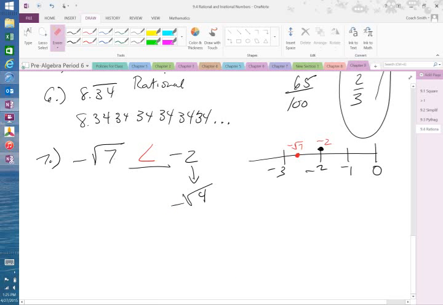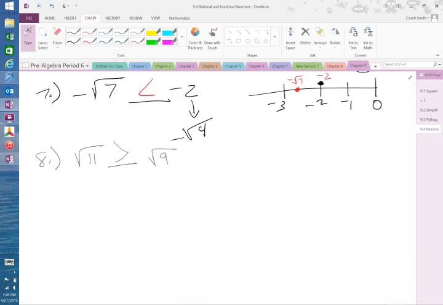Do number 8 on your own. Square root of 11, square root of 9. Now I want to know if it's less than sign, greater than sign, or equal sign. Haley? So what goes in the blank? The greater than sign, less than sign, or equal to sign? Greater than. So, like I said, not real difficult.